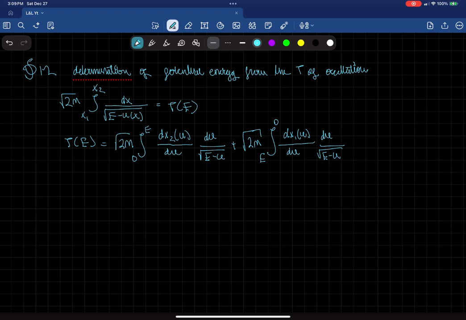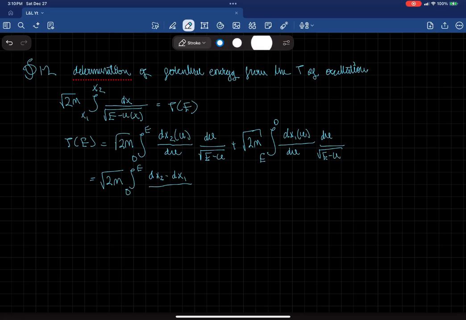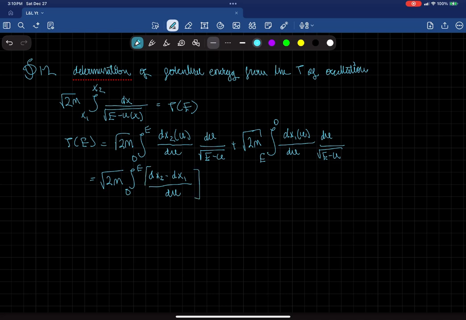And this can also be just written as the square root of 2m times the integral from 0 to E of dx2 minus dx1 over du times du over the square root of E minus u.